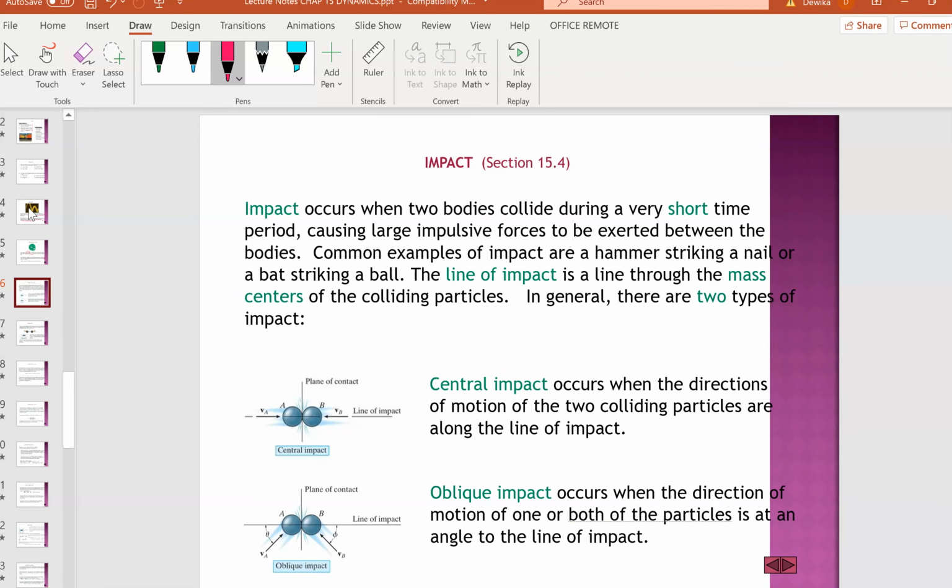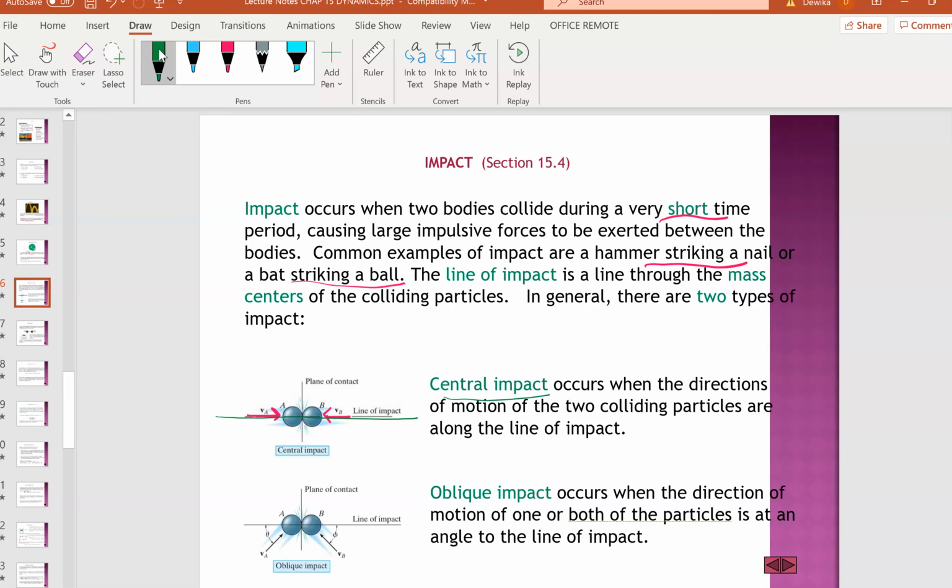Impact occurs when two bodies collide during a very short time period, causing large impulsive forces to be exerted between the bodies. Common examples of impact are a hammer striking a nail or a bat striking a ball. The line of impact is the line that passes through the mass centers of the colliding particles. So if this is the movement of A and this is the movement of B, the line of impact will be this. So that is the line of impact.